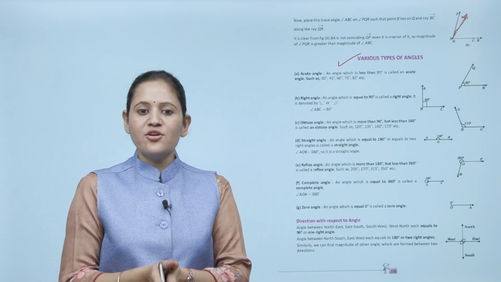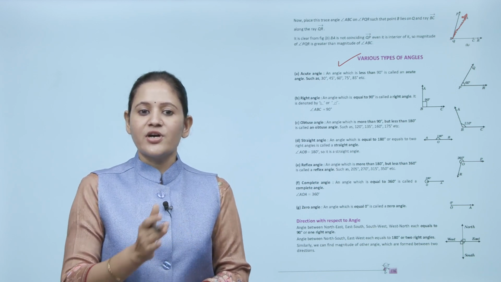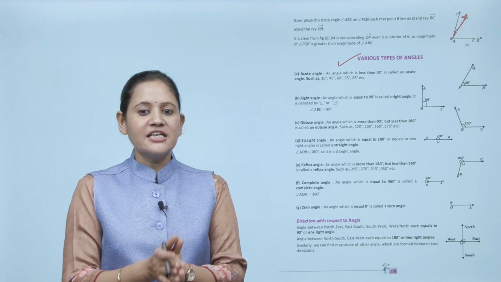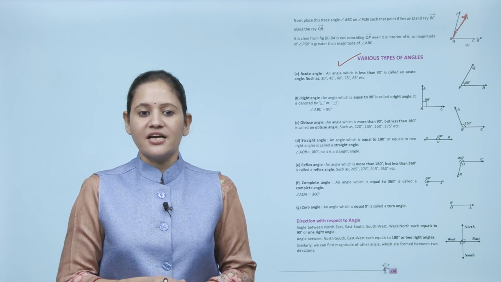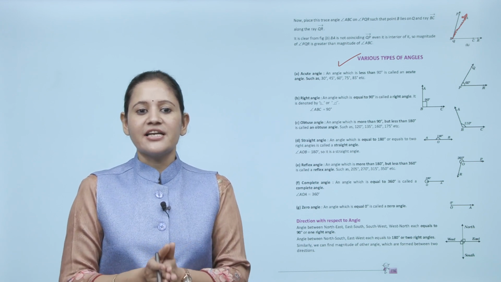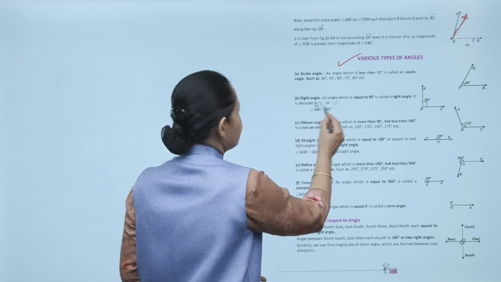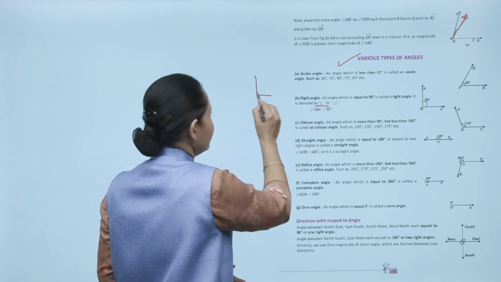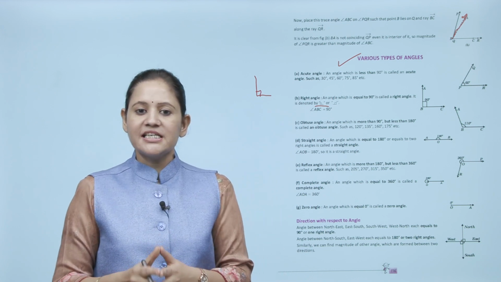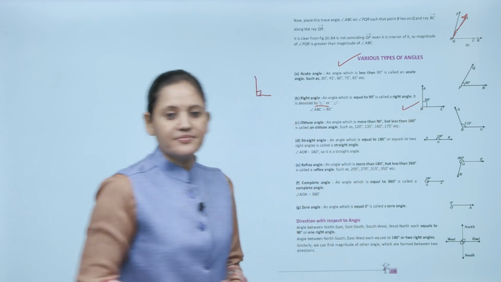Acute angle. An angle less than 90 degrees is called an acute angle, such as 30 degrees, 45, 60, 75, 85. All these are less than 90 degrees, so they are called acute angles. Right angle. An angle which is equal to 90 degrees is called a right angle. It is denoted by this sign. This is the sign of a right angle. Angle ABC is 90 degrees. So this is a right angle.